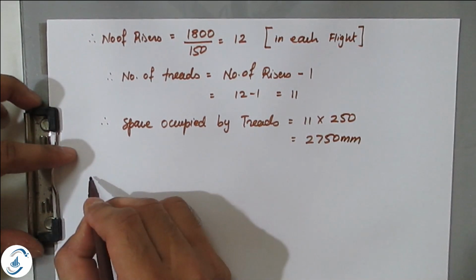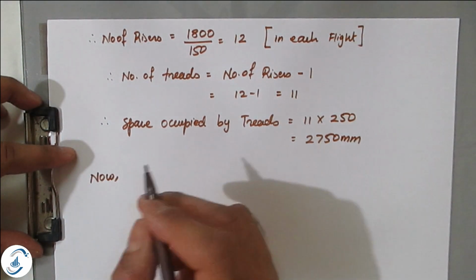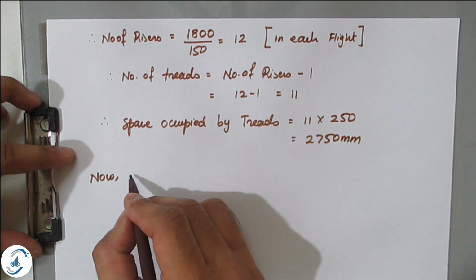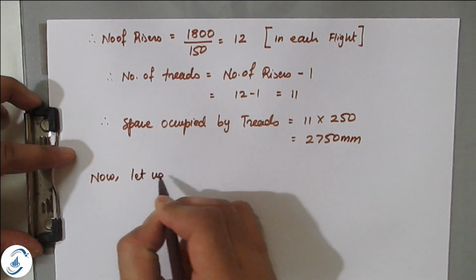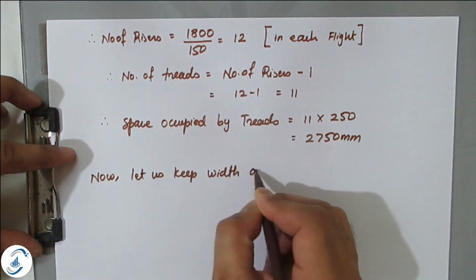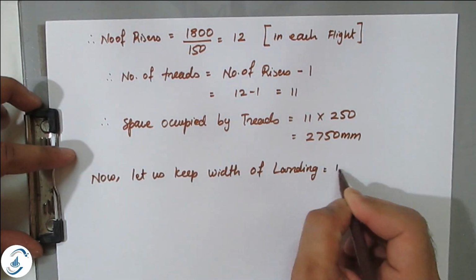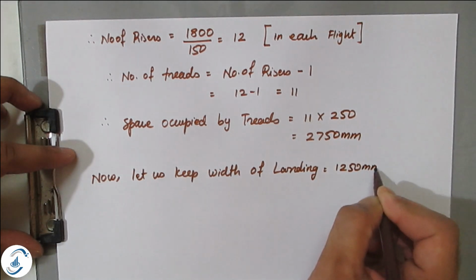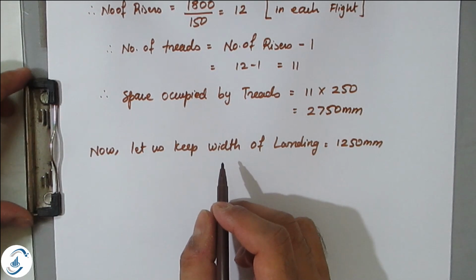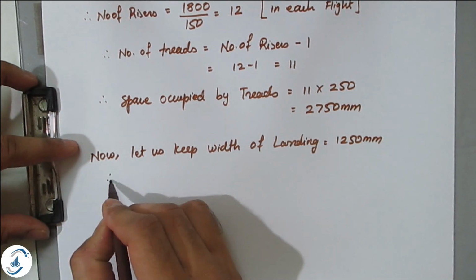Okay, so now let us keep the width of landing, that we can assume. Let us keep the width of landing equal to 1250 mm. Once you have fixed the width of landing, then we can easily calculate the space left for passage.